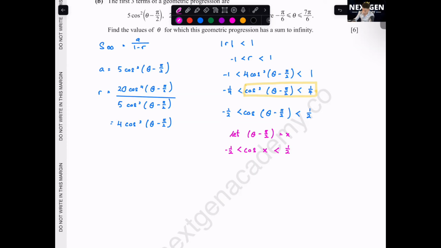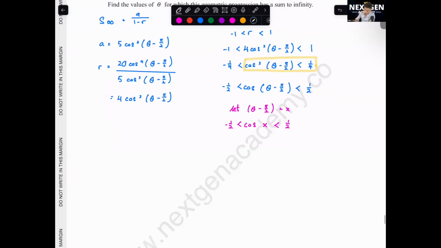Now, I would say the easiest way to solve it is to draw out your cos graph. Draw it from, because you see the angles that we want for theta are from negative pi over 6 to 7 pi over 6. So we are going to take it like this. This is your cos graph. Then you draw the negative side also, repeating the same thing, like this.